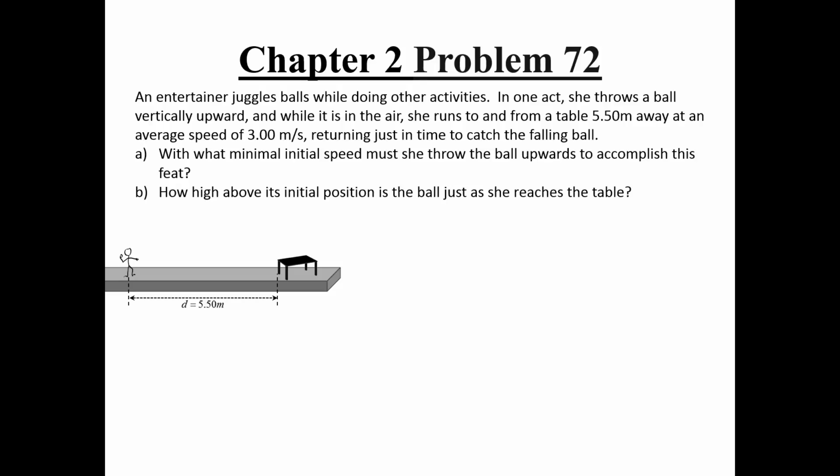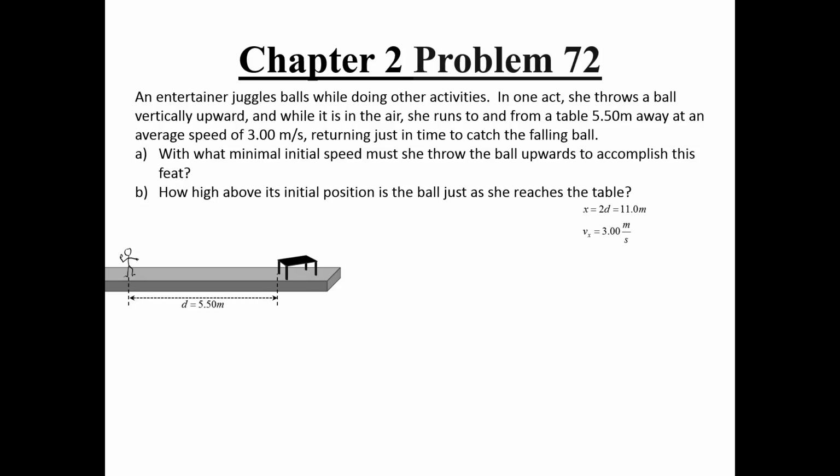In order to determine the initial speed the ball needs to be thrown in the air, we first need to know how long the ball has to stay up there for the juggler to be able to catch it when she returns to her initial position. The juggler runs to a table 5.5 meters away and then runs back to catch the ball. This means that she runs twice the distance to the table during this performance. The statement tells us that she does this with an average speed of 3 meters per second.